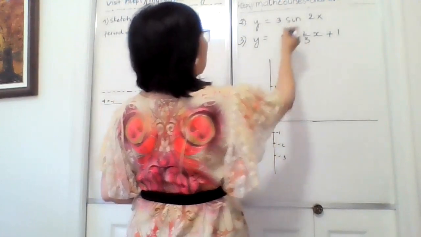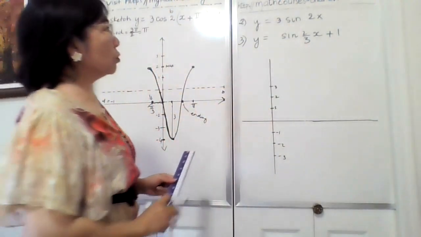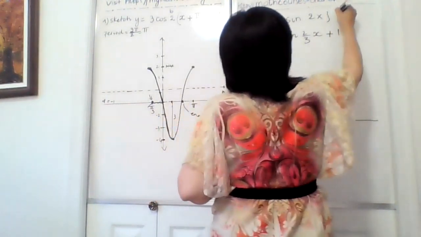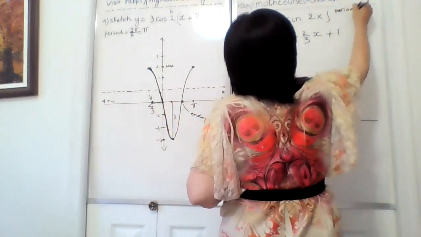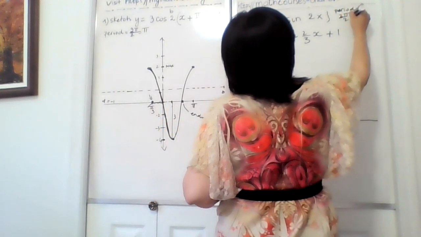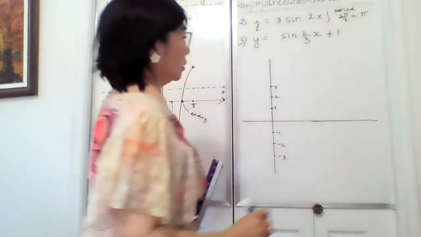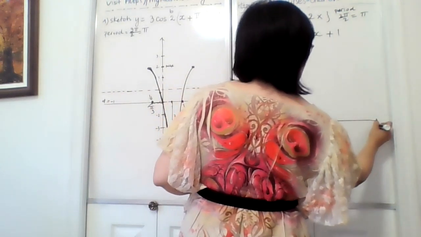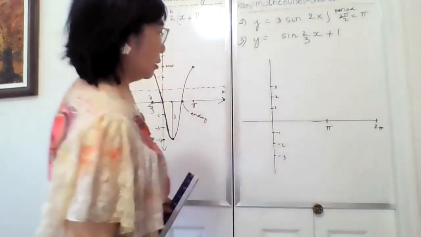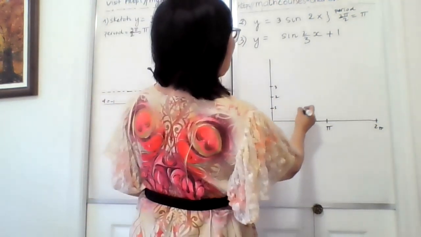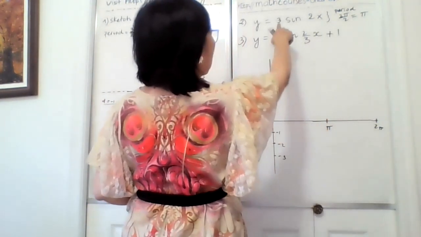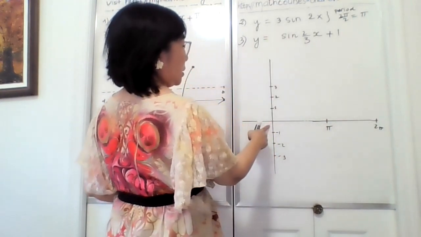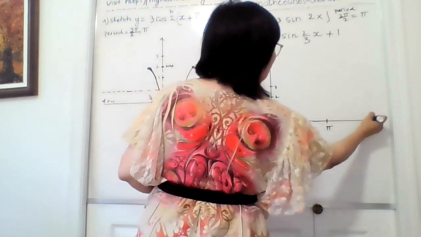So let's do the number 2 first, right? Number 2, we will have a period of 2 pi divided by 2, which is pi. So I'm going to mark this as pi and this as 2 pi. Okay. So our period is pi, our amplitude is 3, and the displacement is still 0, right? D here equals 0.